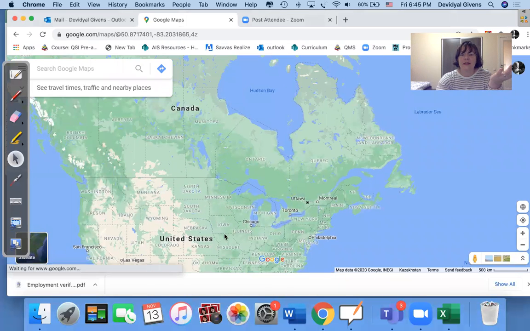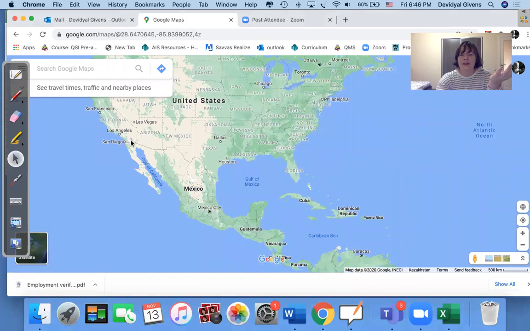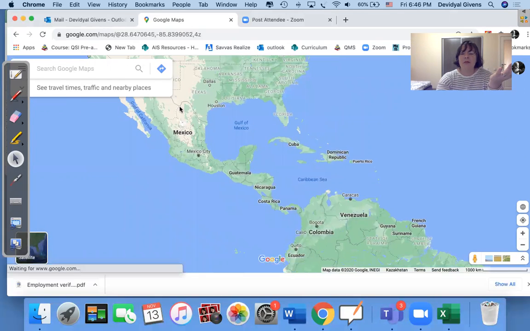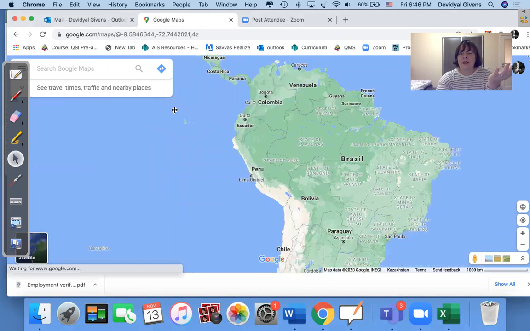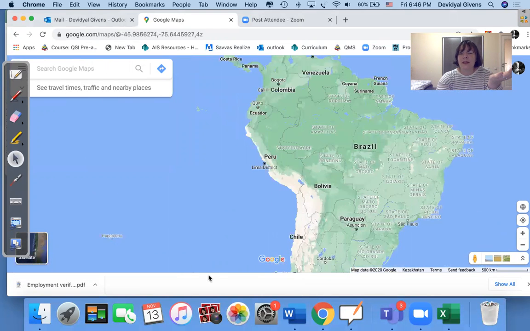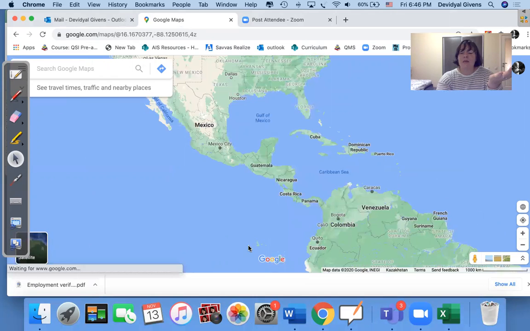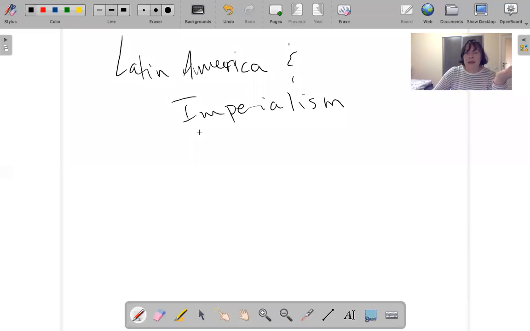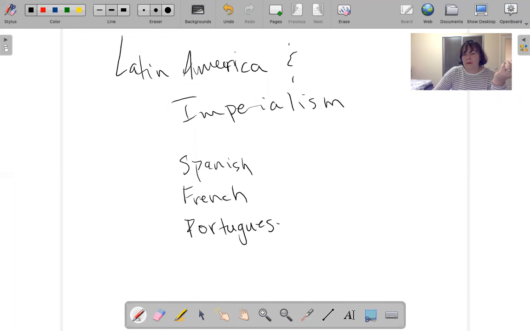so here's Canada, here's the United States. This line right here divides the United States and Mexico. And everything below here, including these islands, all of this is considered Latin America, all the way down to the tip. Why? Because in these countries, people speak Spanish, French, and Portuguese. And these languages are Latin languages. They originally came from Latin, and that's why it's called Latin America.